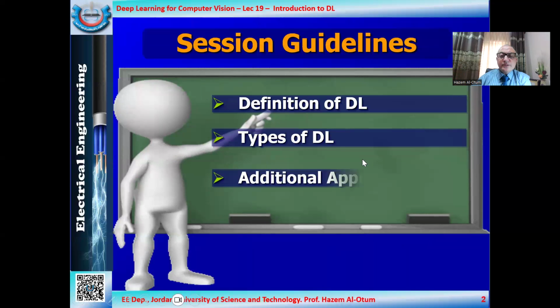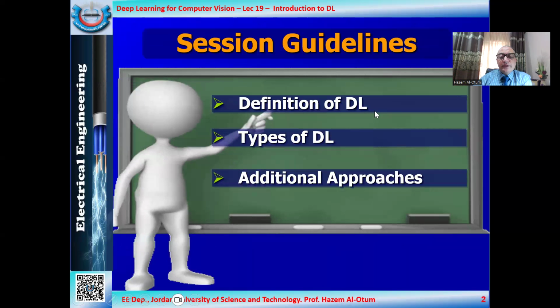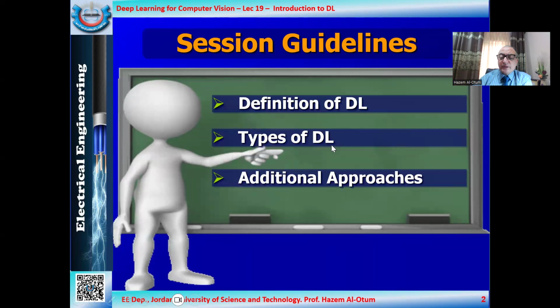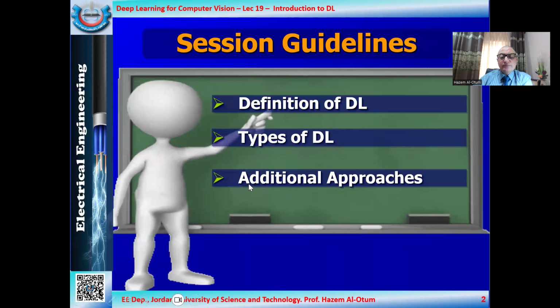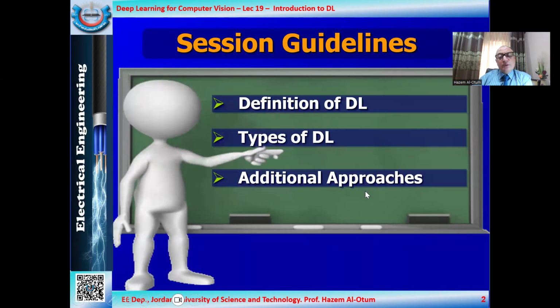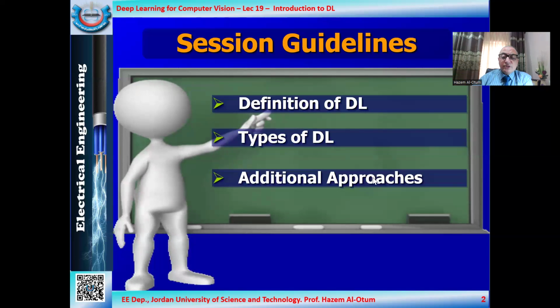As you see from the session's guideline, we'll talk about deep learning in general, how we will define the main items in deep learning, the main idea. We'll talk also about the types of deep learning approaches and algorithms. We'll also talk about some additional approaches that are related to deep learning, and they were not very well known when we talked about the machine learning approaches.